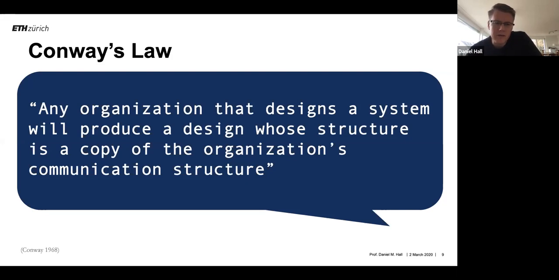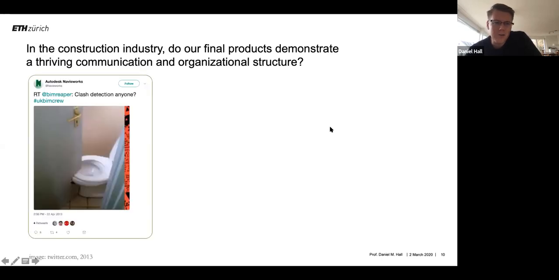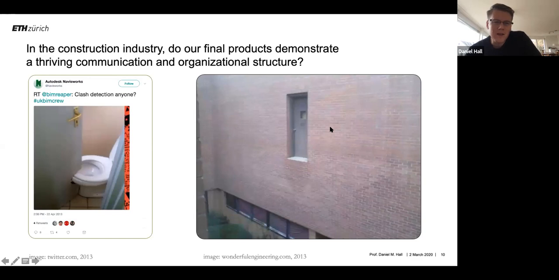I won't get too much into depth of that, but you'll read more about it in the paper, is the idea that a product and an organization will mirror each other in terms of their structures. And then I always like to ask the question, in the construction industry, do our final products demonstrate a thriving communication and organizational structure? And I showed this example earlier, where we see that not always do we have a very good communication and organizational structure, and as a result, our final products often suffer. Suffer in terms of coordination, in terms of productivity, many different things.